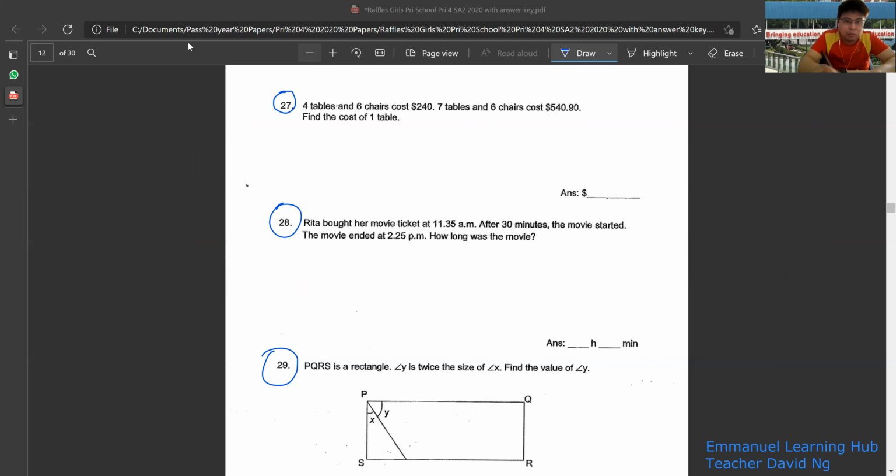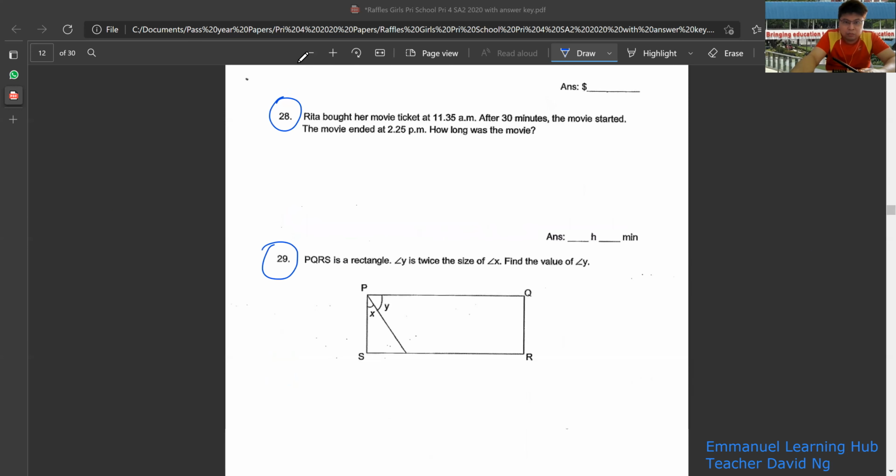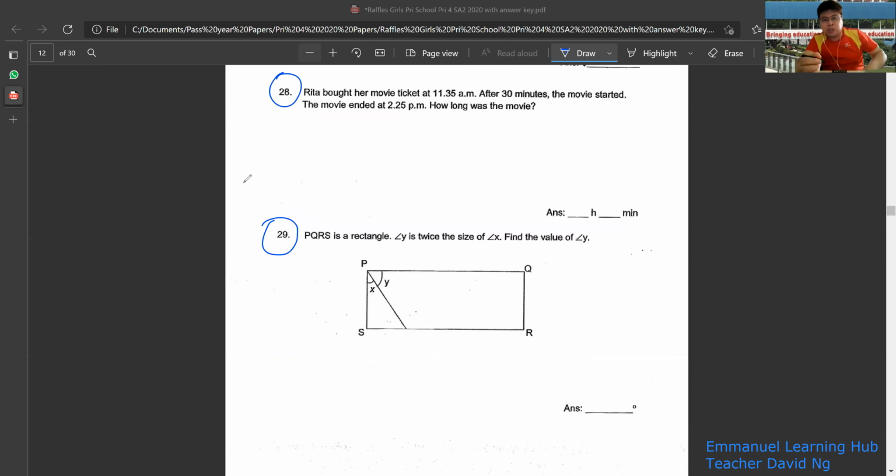Okay, 28. Rita bought her movie ticket at 11:35 a.m. in the morning. After 30 minutes, the movie started. The movie ended at 2:25 p.m. How long was the movie? So what time does the movie start? You know what to do?